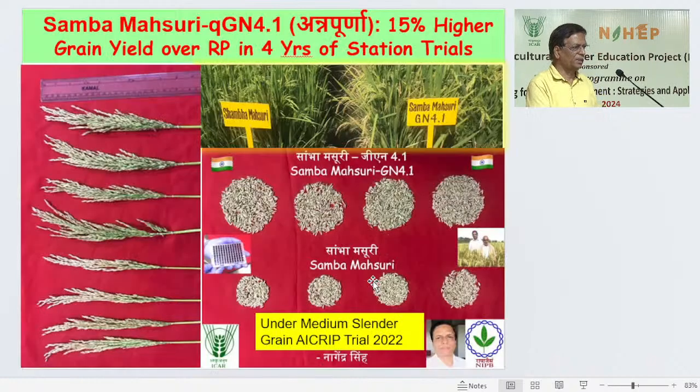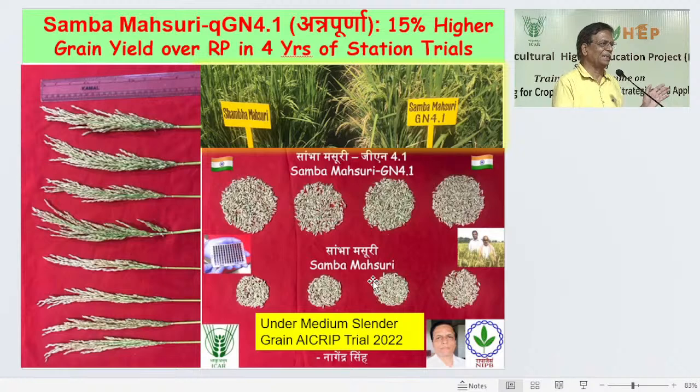In Samba Masuri. Samba Masuri is a very popular variety. This is the original Samba Masuri. When we transfer this one gene through marker assisted breeding, the panicle size becomes more than double. The number of grains here, see, 200 in the original Samba Masuri, but with that gene it becomes more than 400. So ideally the yield should double actually, but yield did not double because the number of tillers was reduced and some other things, but still there was a 15% increase in yield, and this has been nominated in the ACRIP trials and it is being taken forward for release.